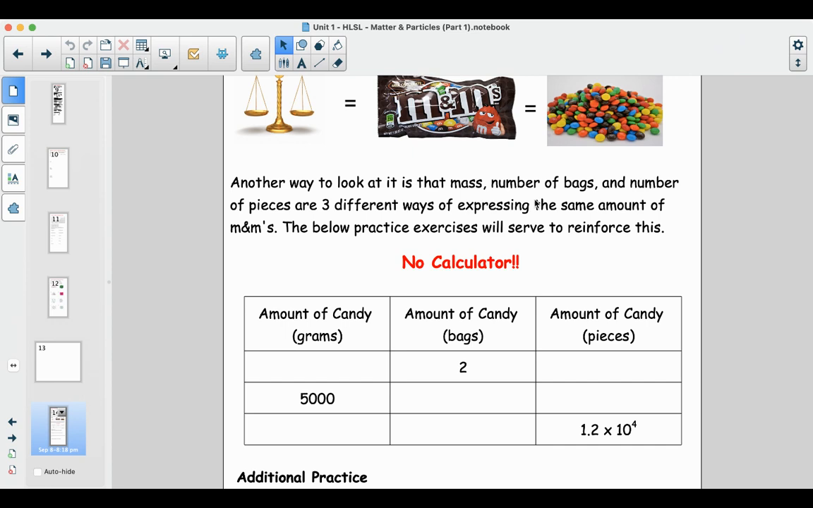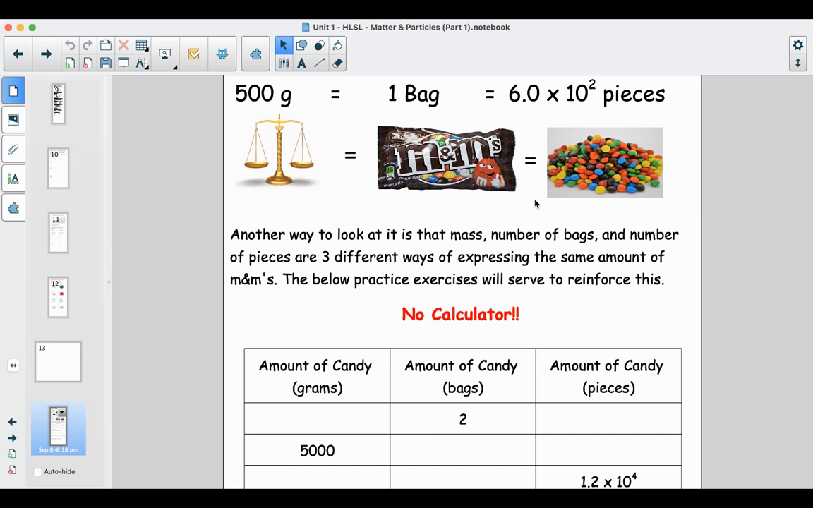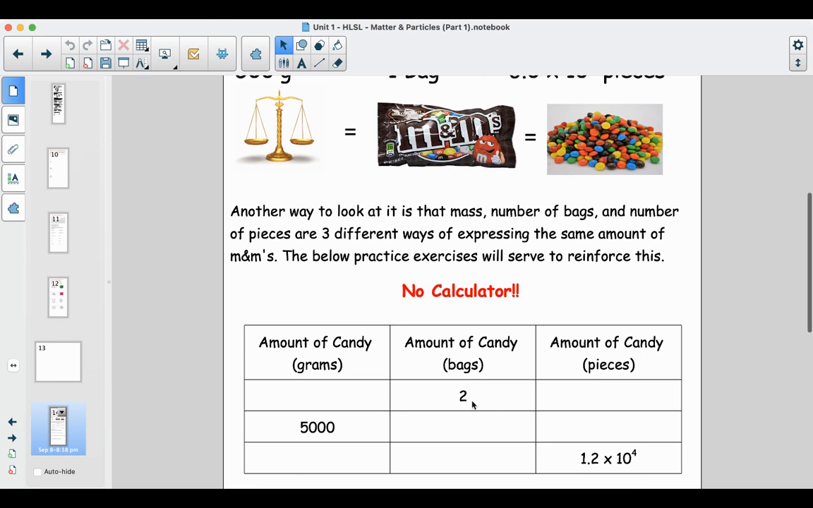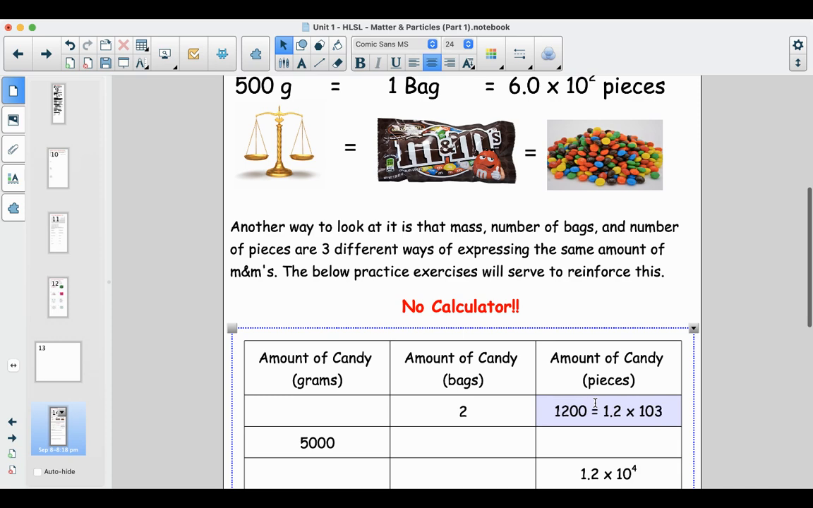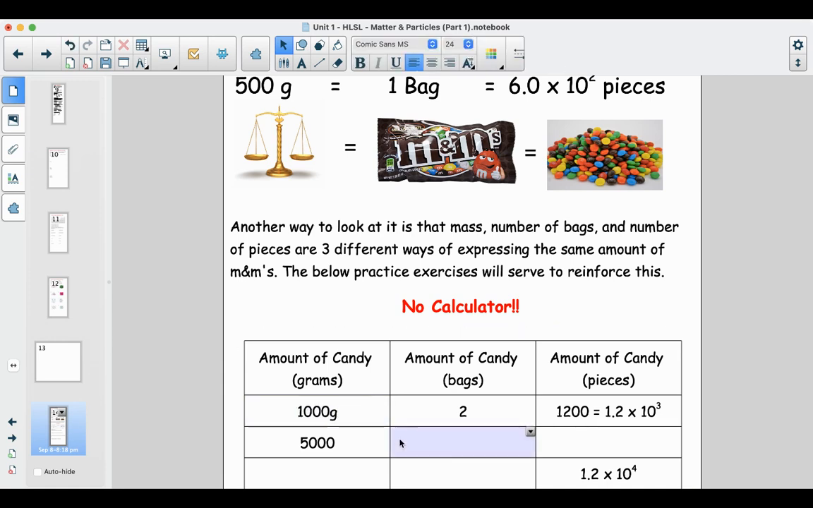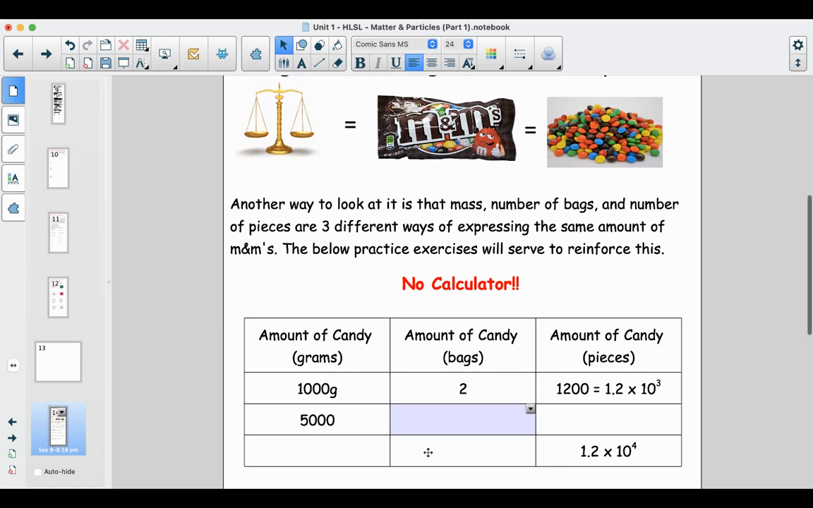Okay, so key idea here is that mass, bags, and pieces of candy are really just three different ways of expressing the same amount. So, if one bag of candy weighs 500 grams and holds 600 pieces, then if we have two bags of candy, we should pretty quickly realize that that holds twice as many pieces of candy. So, 1,200 pieces of candy, which is 1.2 times 10 to the 3 pieces of candy. And we should know that if one bag weighs 500 grams, then two bags weighs 1,000 grams. So it should be pretty simple to convert between these things.